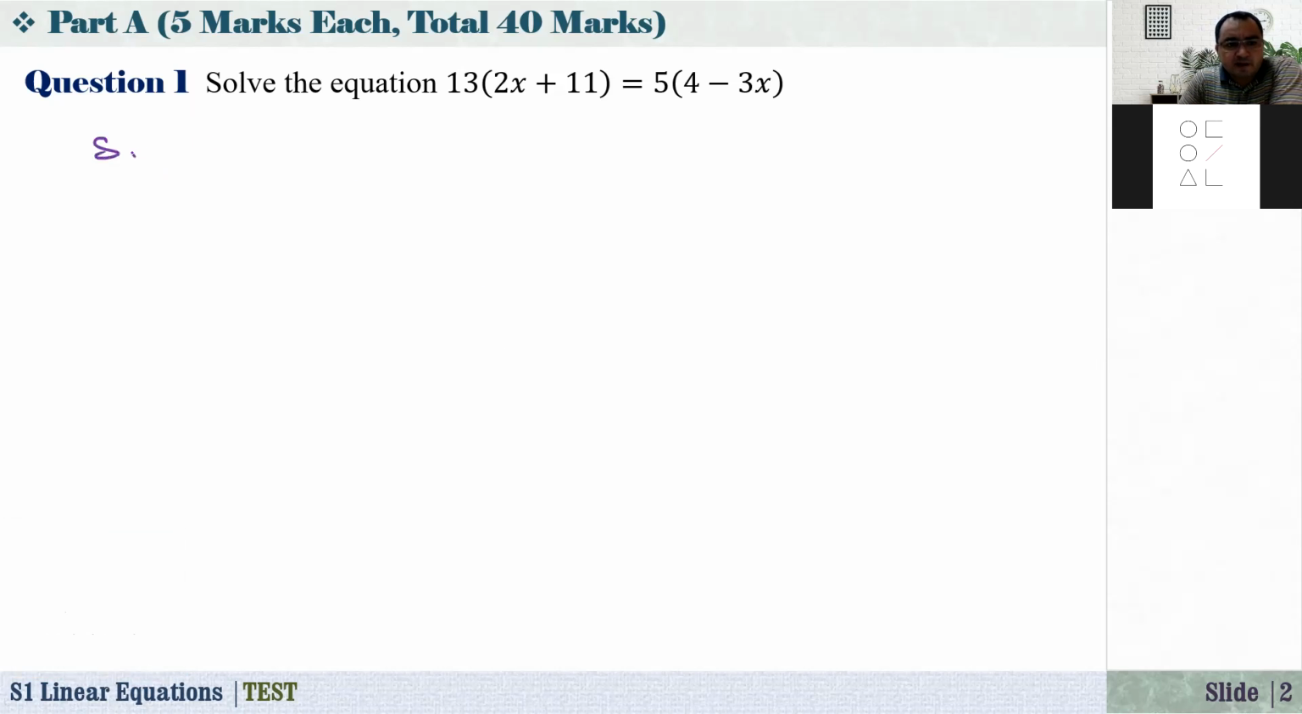So solution. First, we are going to expand the left-hand side and also expand the right-hand side. I'm going to bring this into the form ax equals b. So 13 times 2x is 26x, plus 13 times 11: 10 times 13 is 130, plus one more 13, 143. On the right-hand side, 5 times 4 is 20, and 5 times 3x is 15x.